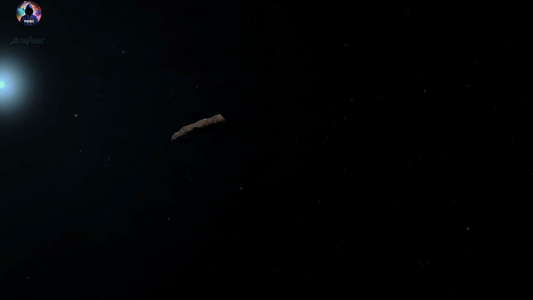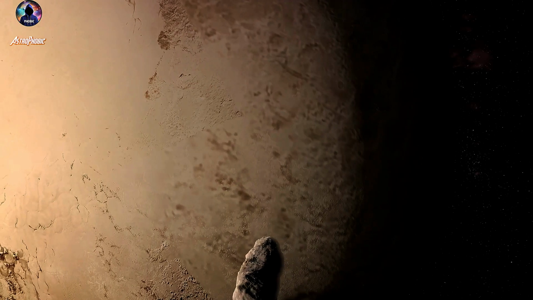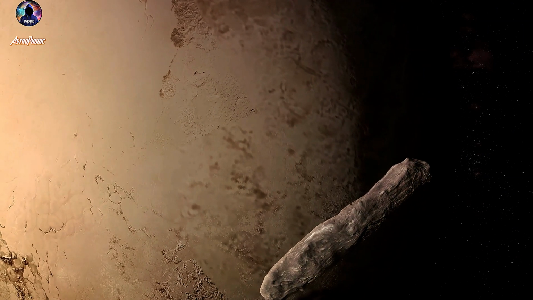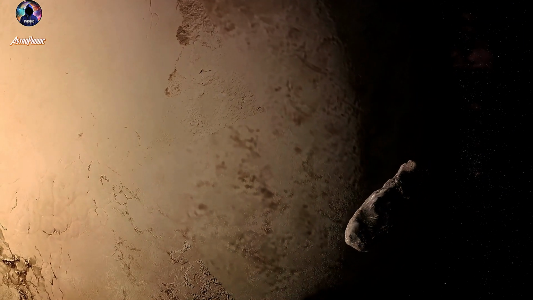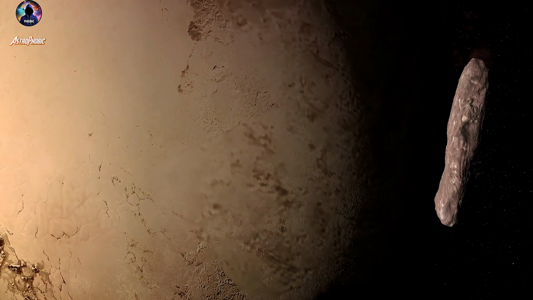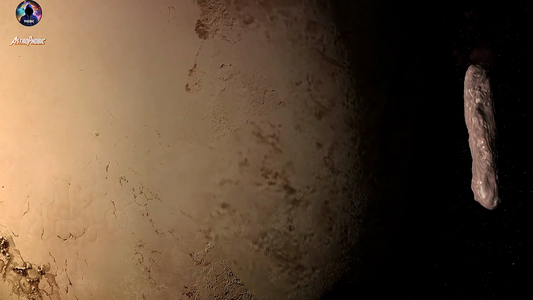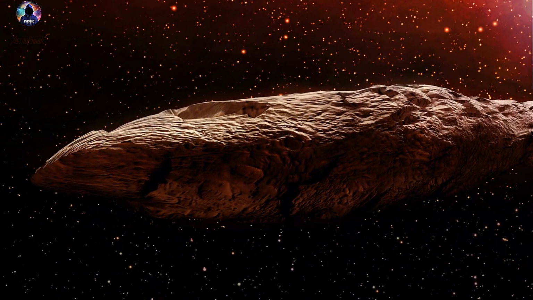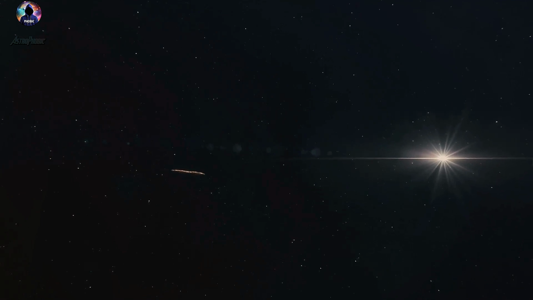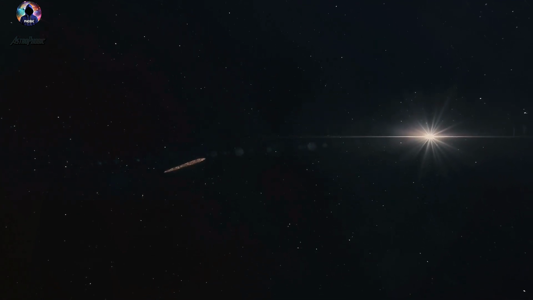This peculiar object captured attention not because of its size or speed, but because it was quickly realized that it was not from our solar system. This was an extraordinary revelation, one that shattered conventions and prompted a flurry of investigations. What distinguished Oumuamua was its unique, elongated, cigar-like shape. Its distinctive form was unlike anything previously seen, strikingly different from any known asteroid or comet in our solar system.